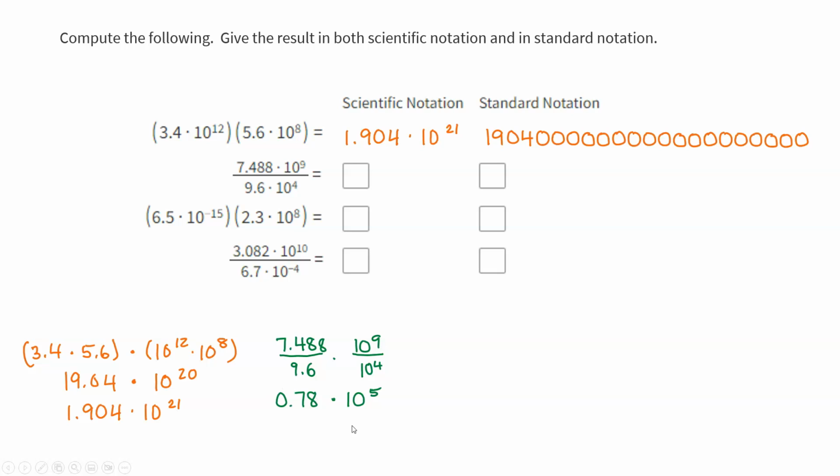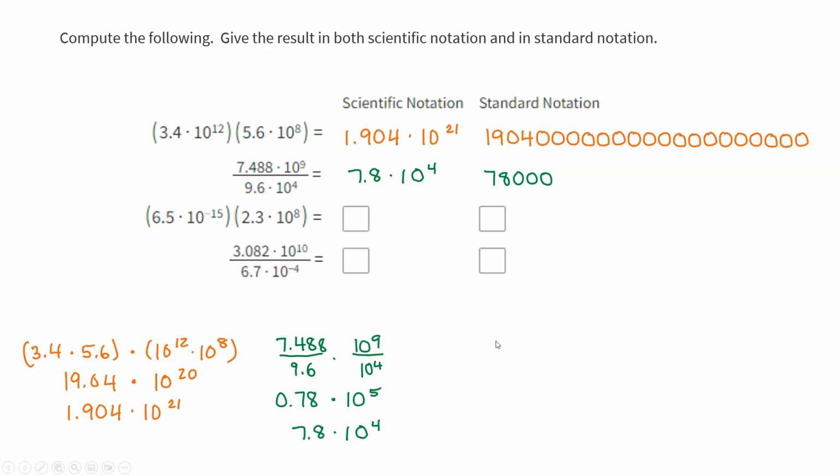Again, this is not scientific notation, because this number here should be at least 1. So this needs to move one more place to the right to make that a 7.8, which means that this exponent is going to get subtracted by 1, and you're going to have 7.8 times 10 to the 4th. That's it written in scientific notation. Of course, when you write it in standard notation, this is going to move one place to the right, and then you're going to need 3 more zeros to move it 3 more decimal places. So you're going to have 78,000 in standard notation.